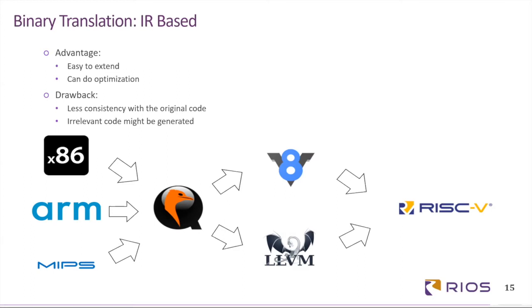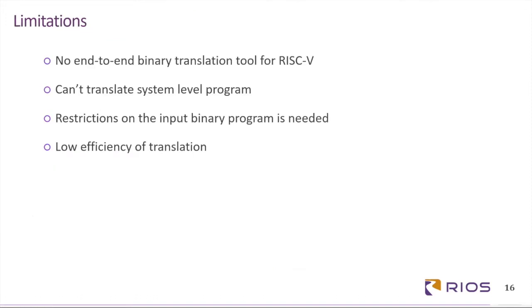The drawback is that the IR you generate is less consistent with the original code, and you will produce a lot of irrelevant code. So we found that the limitation of the current tools is that there is no end-to-end binary translation tool for RISC-V. Most of the tools target translation between ARM and x86.